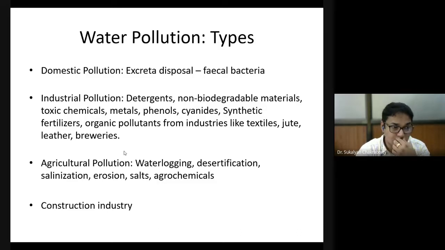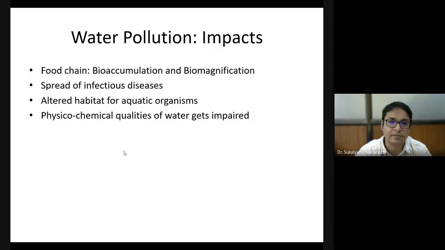Now, you can see many cultivable lands covered with plastic sheets to arrest the rate of evaporation. So that again becomes a source of plastic pollution as well as microplastic pollution into water bodies when there is runoff. Apart from that, this leads to water logging, desertification, salinization, that means salt concentration of the water increases, agrochemicals. Construction industry, that means the debris coming out of the construction industry. So these are the different water pollution types.